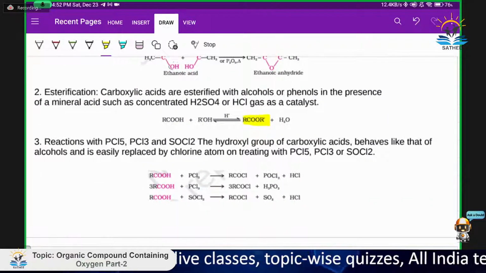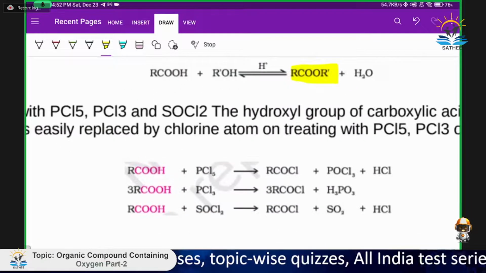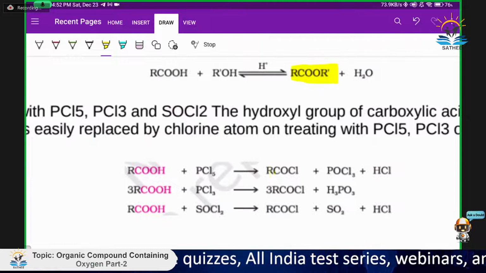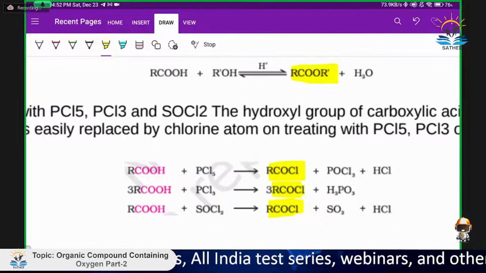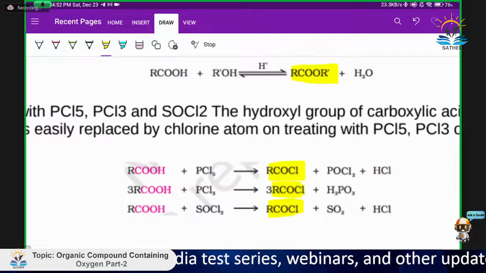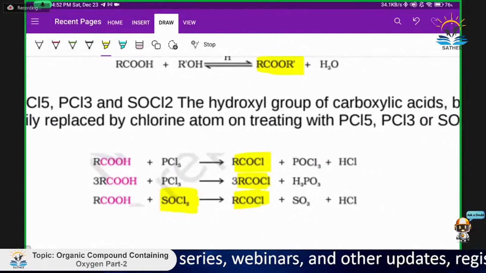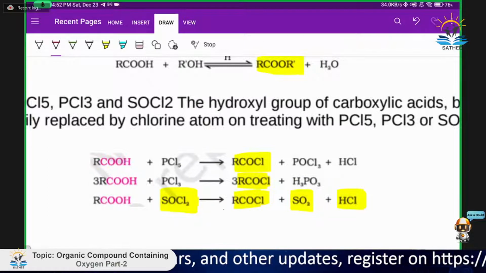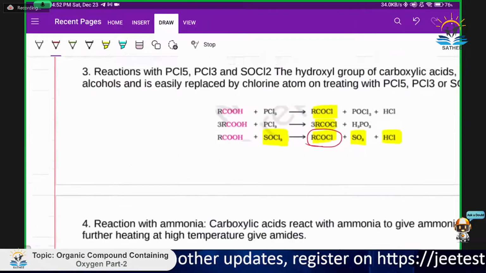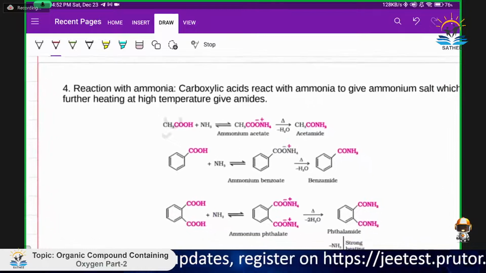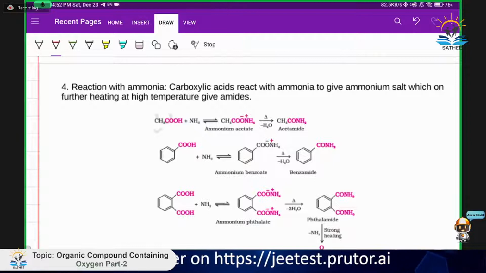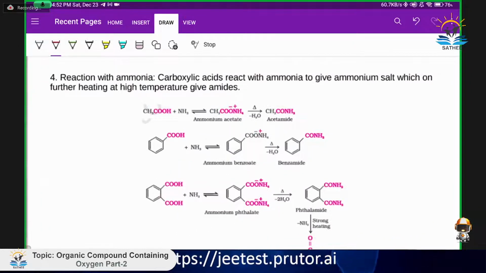Now PCl5, PCl3, SOCl2 and so on. What happens? The halogen atom replaces the OH group present there, and you get the acid chloride as a product. And to note, reaction with SOCl2 is preferred because the byproducts formed are escapable gases. So we will get the pure product here. Now reaction with ammonia. Carboxylic acids react with ammonia to give an ammonium salt, which on further heating at high temperature gives an amide. So we react with ammonia and heat, and we get the corresponding amides here.